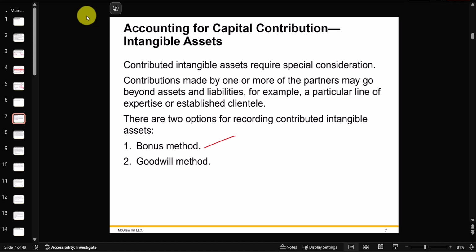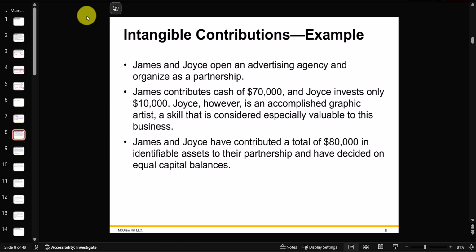The bonus method or the goodwill method to account for this intangible asset one of the partners is bringing into the partnership. So let's look at an example here. We have James and Joyce, and they're forming a partnership. James is contributing cash of 70,000. And Joyce is only contributing 10,000.